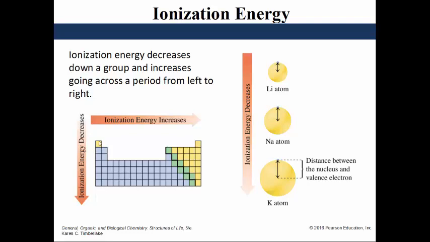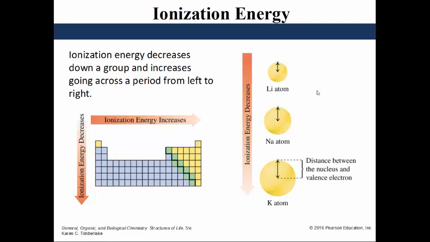Also, as you go from left to right, going this way, the amount of energy will increase. So something that's, say, in this corner here, where the cursor is, would take a high amount of ionization energy compared to something down here. So going down, the energy needed decreases, and going to the right, the energy increases.